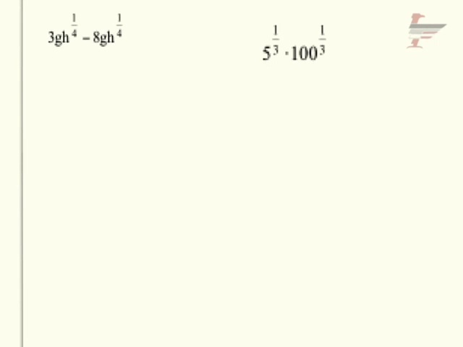Alright, last slide. You are going to subtract, and remind yourself that to subtract, you have to have like bases, so gh to the 1/4, gh to the 1/4, and I do. So 3 of these minus 8 of those would be negative 5 of those, gh to the 1/4.